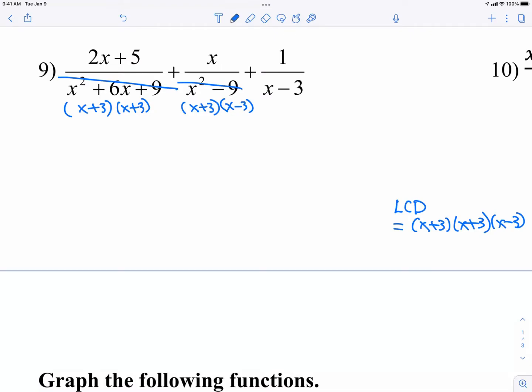So what we'll do next is multiply each one of these fractions by whatever's missing to make the least common denominator happen. Let's start with the fraction on the far left. What's missing there is the x minus 3. So let's multiply the top and bottom by x minus 3.